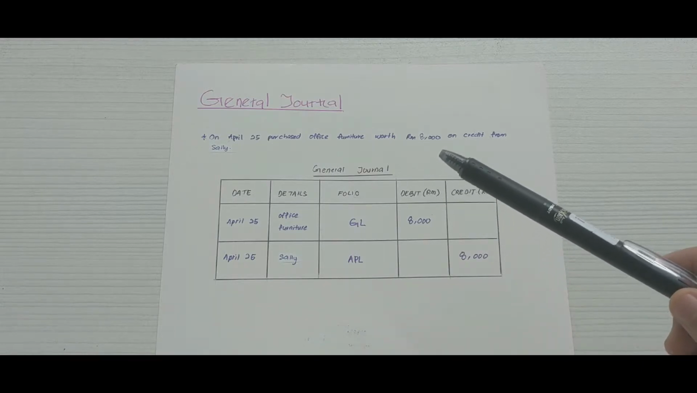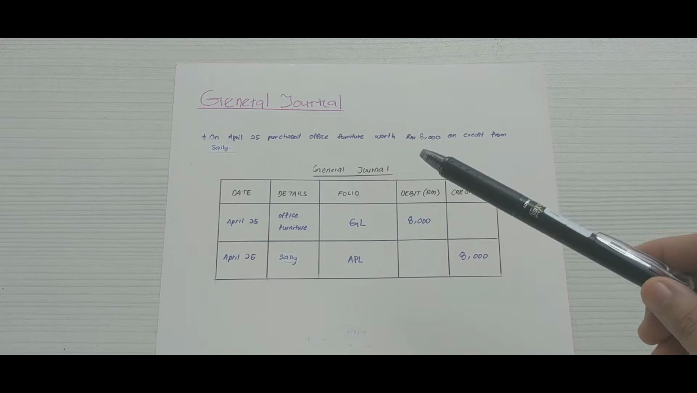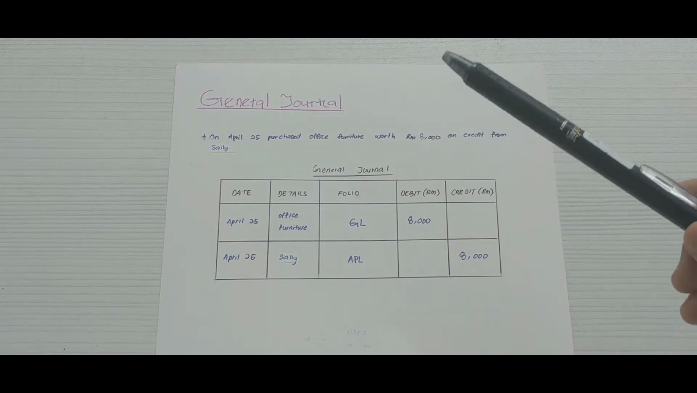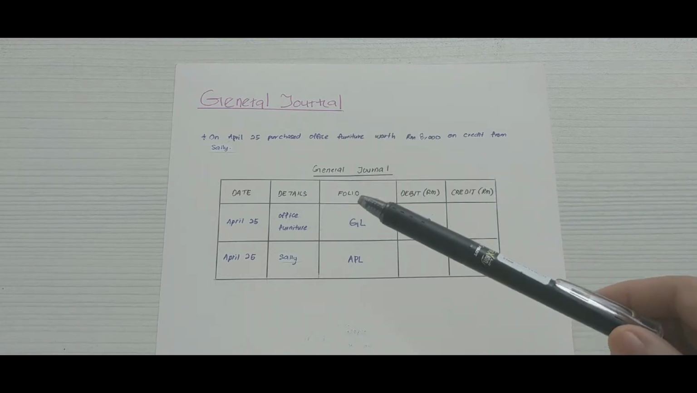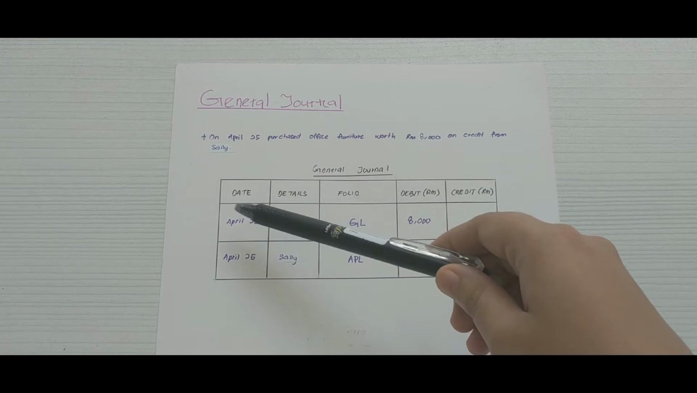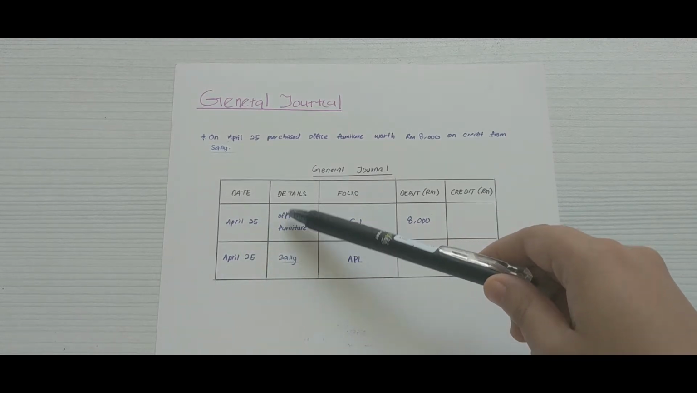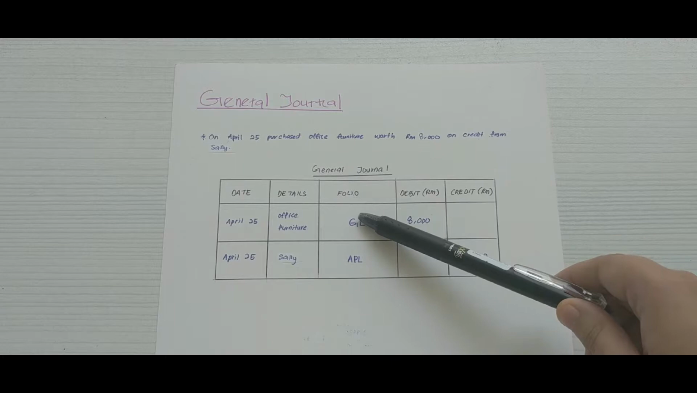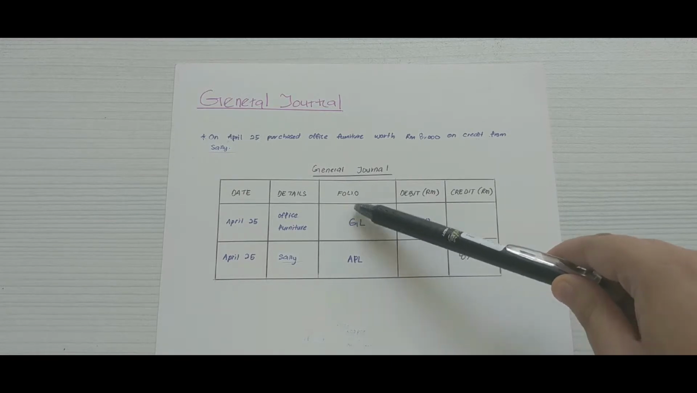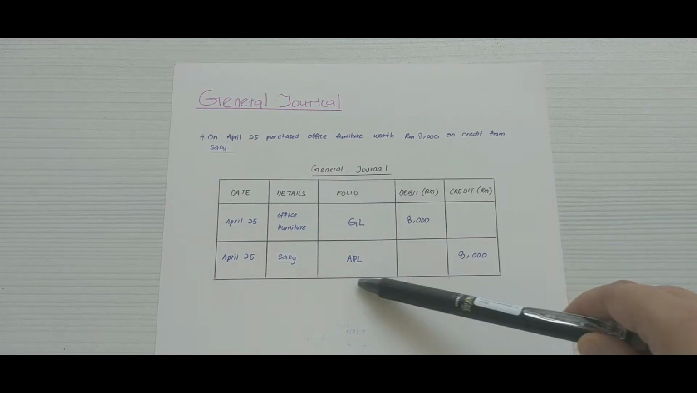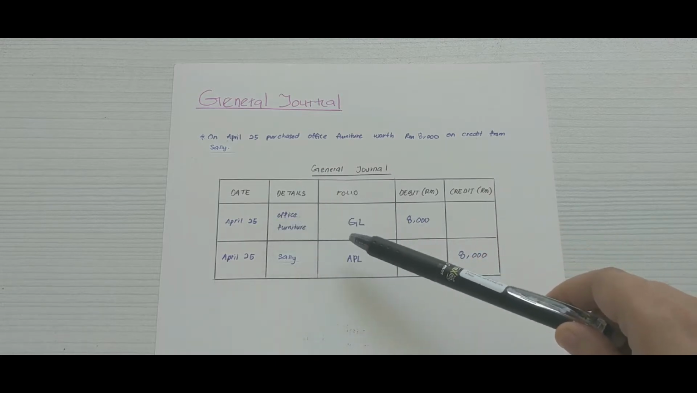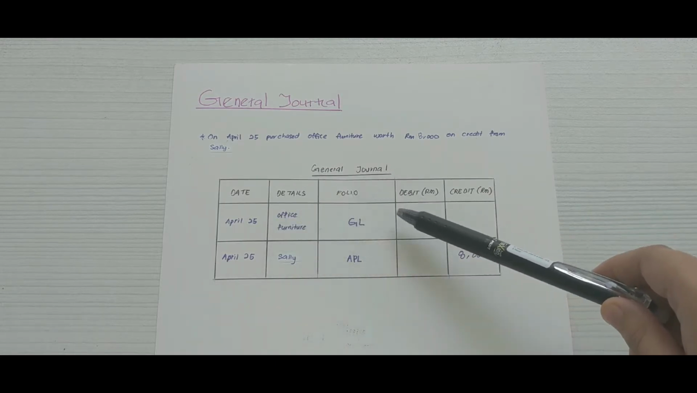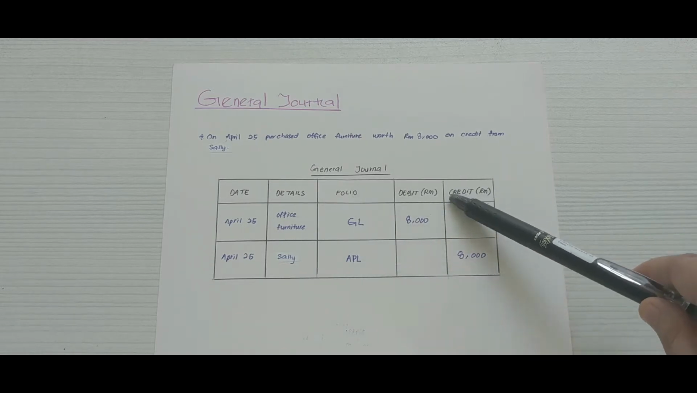The format of the general journal provides the chronological order of all non-specialized activity and consists of 4 or 5 columns: date, short description or details, reference number, debit amount and credit amount. For example, in the general journal: on April 25, purchase office furniture RM 8,000 on credit from Sally.